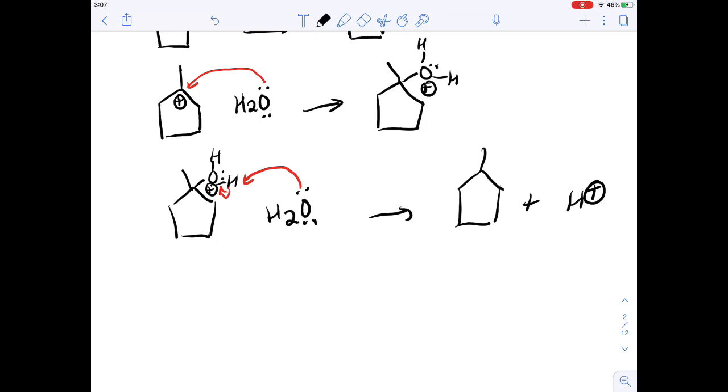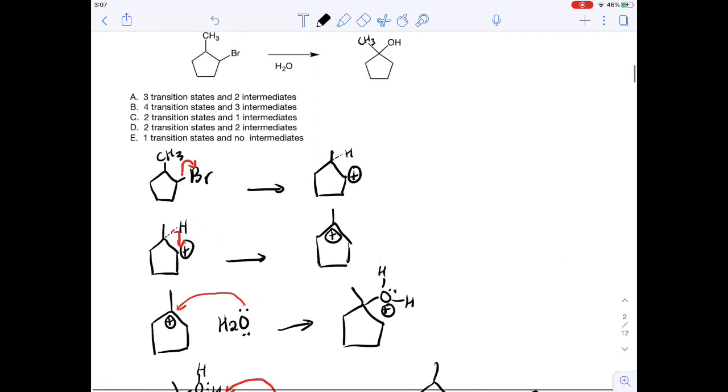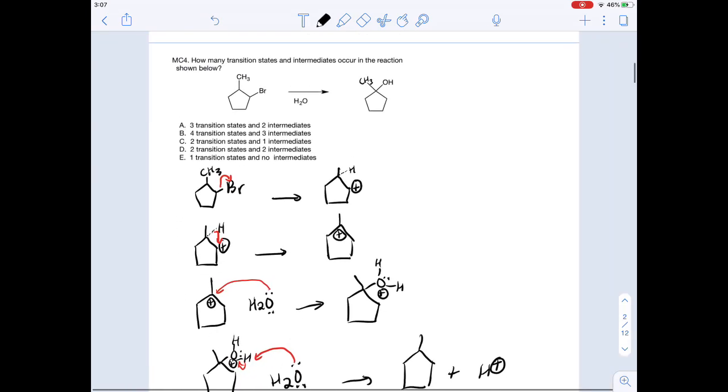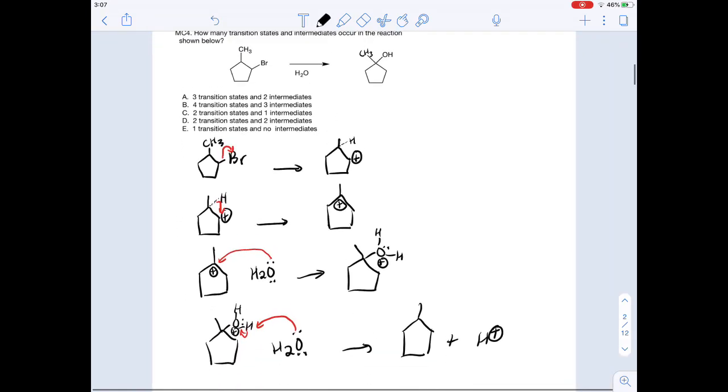H plus just means acid. It's the shorthand for H3O plus. Okay, so with this in mind, we can now look at the question and decide how many transition states and how many intermediates there are. So transition states are going to be representative of each of the steps that you do in the reaction, and the intermediates are going to be the literal intermediates, so not the starting reagent or the ending product, but the intermediates in between your reactions.